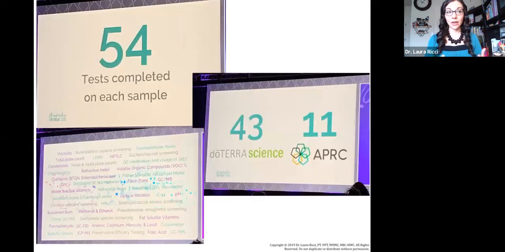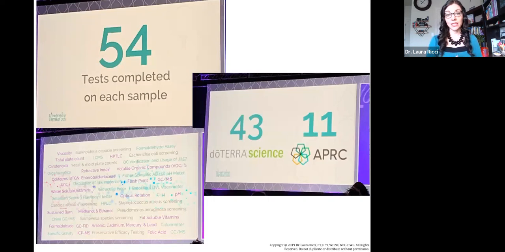doTERRA runs several tests on their oils to make sure that there is no adulteration, heavy metals, anything in there that shouldn't be in there. They do 54 tests on each sample of essential oil, and you can see several of them listed there. There's lots of different things, from checking for heavy metals, they're checking to see if there is anything in there that's not supposed to be there, and 43 of those tests are done in-house at doTERRA, and 11 are done at APRC. This is doTERRA's third-party testing that they do, Aromatic Plant Research Center, to make sure that these are going to be a therapeutic oil that can support you.